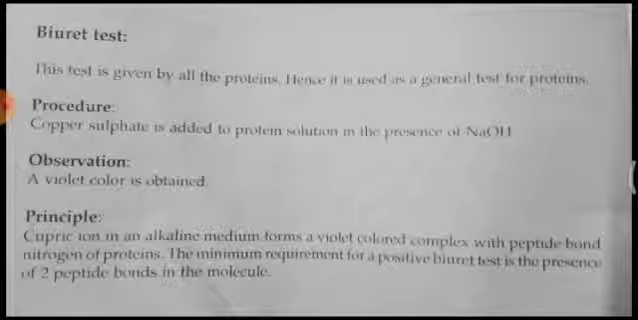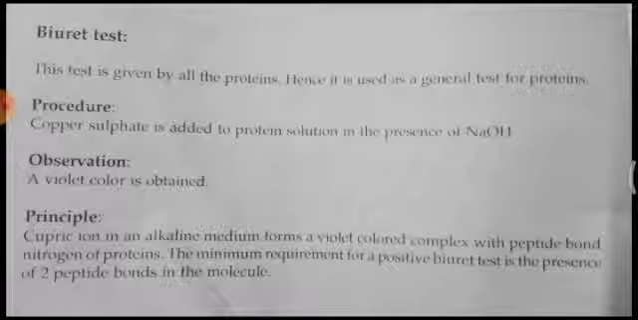And if you take tap water, it does not have protein. If you add copper sulfate and NaOH, you will not get violet color. It will be blue color only, because copper sulfate is blue. If the sample contains proteins, it will end up with violet color. The principle of this test is given below.